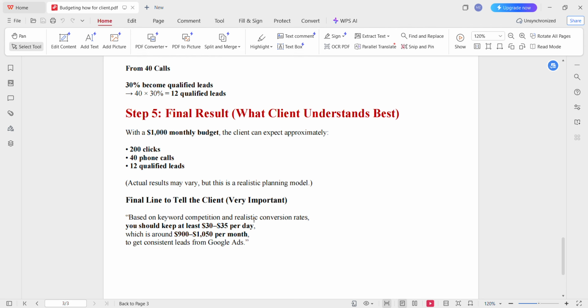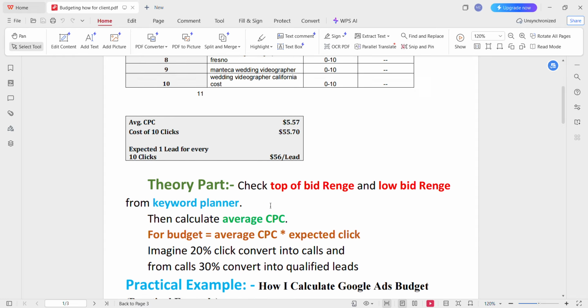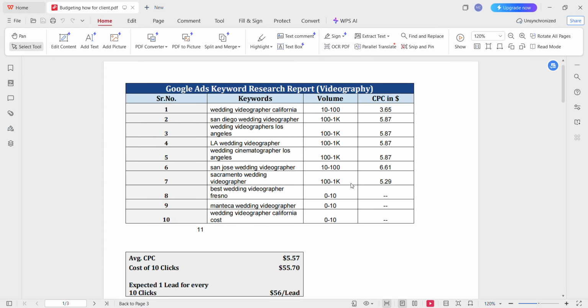Finally, we can tell the client, based on keyword competition and realistic conversion rates, we should keep at least $30 to $35 per day, which is around $900 to $1,050 per month. Okay. So I think you can understand everything. Okay. You can follow this method for your client and budget. I think it's very helpful for you.